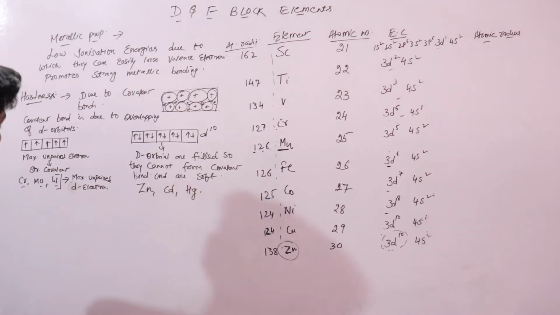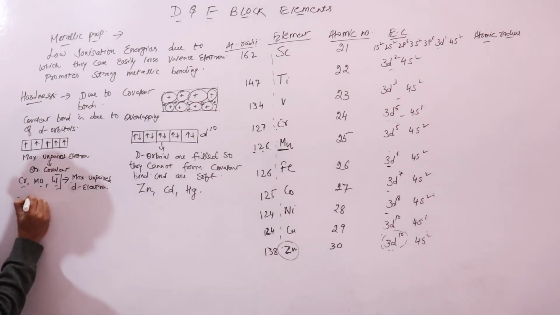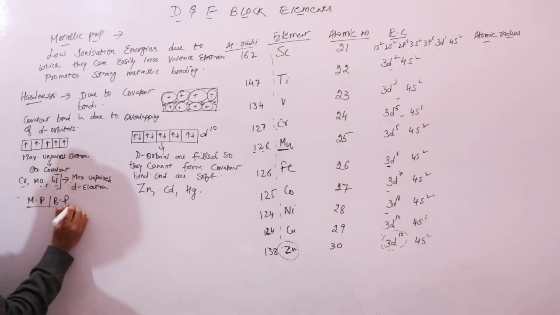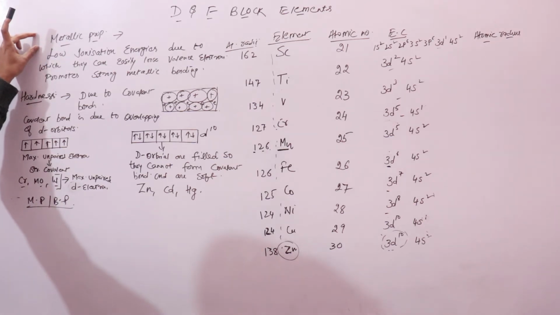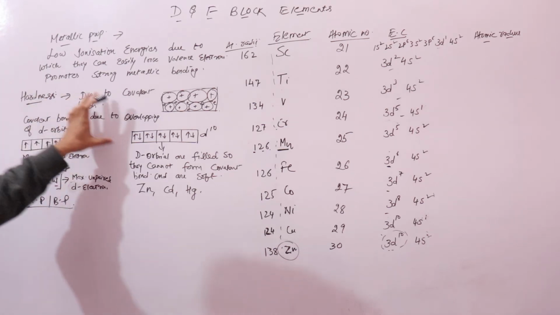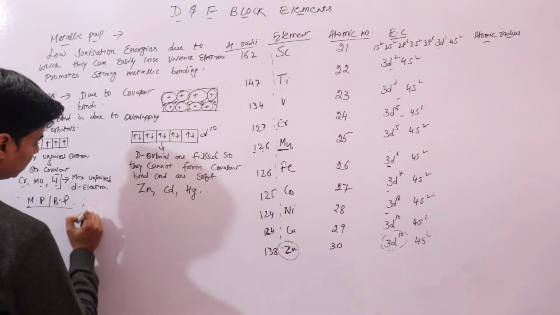Now let's look into the melting point and boiling point. Let's look at one more thing. We have looked into the metallic properties. We have looked into the hardness due to covalent bonding. Now there is one more thing before looking into this.